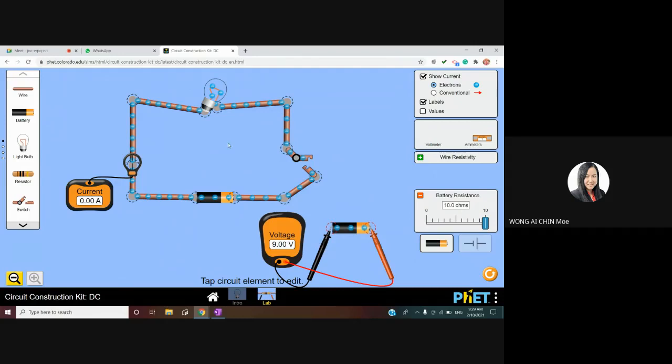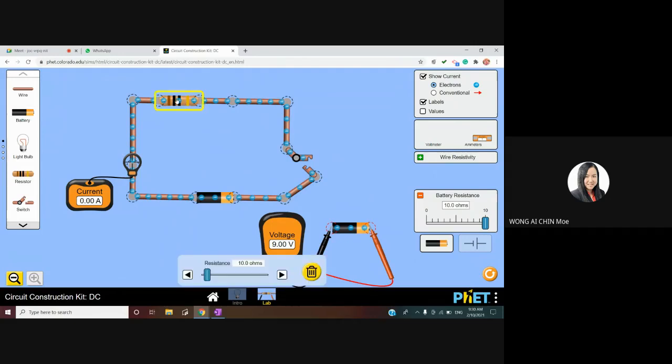If I don't want the light bulb, maybe I change it to a resistor. If you want to change to a resistor, also can. Maybe I want to change to 2 resistors connected. One resistor first. So this resistor equals 10 ohm.